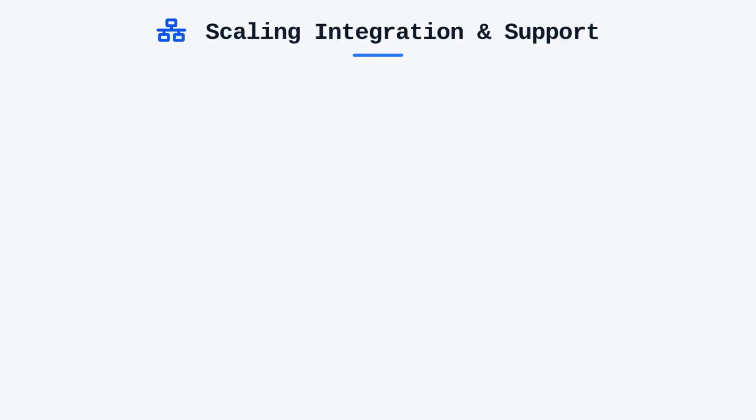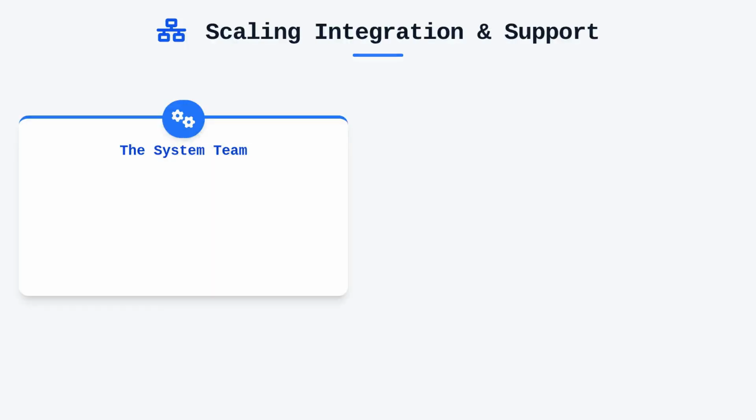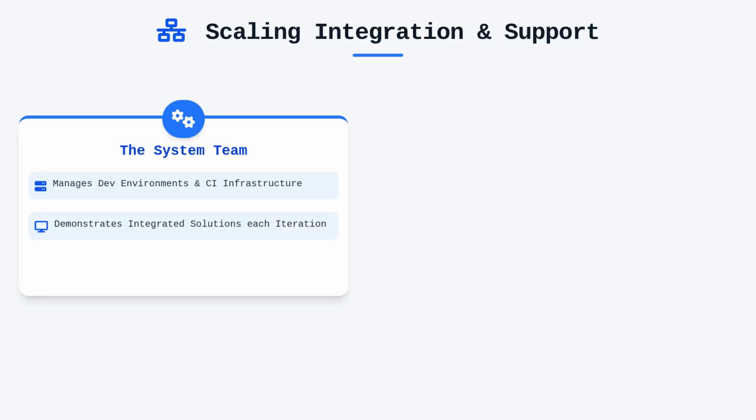Integration is a significant challenge when scaling, which is why the system team is so integral to the health of the ART. This team is responsible for managing the development environment, creating the infrastructure for continuous integration, and demonstrating the integrated solution at the end of every iteration.